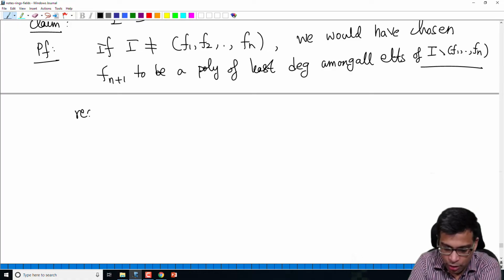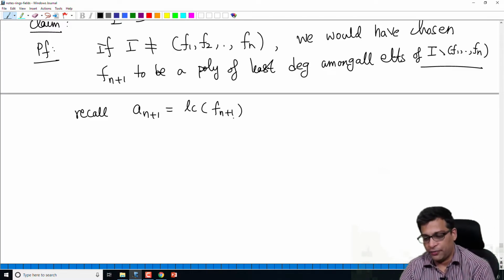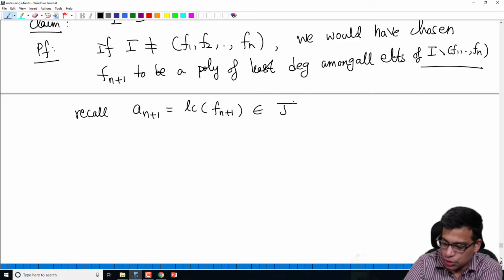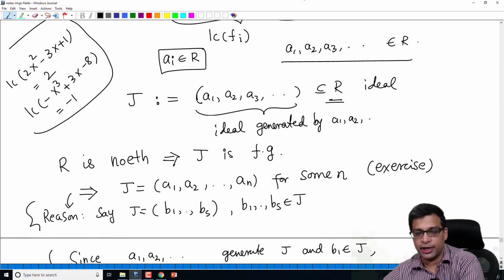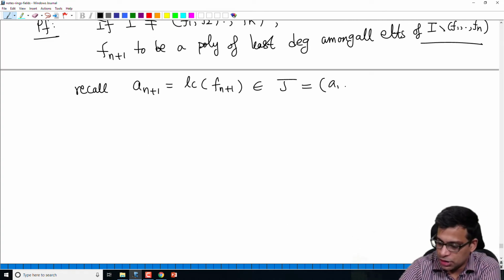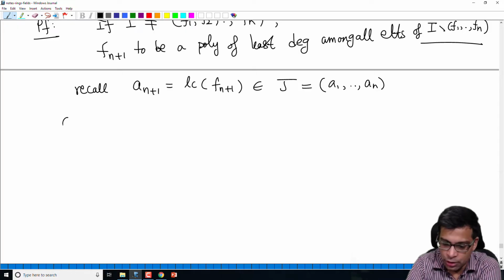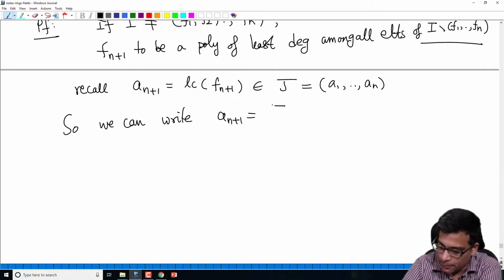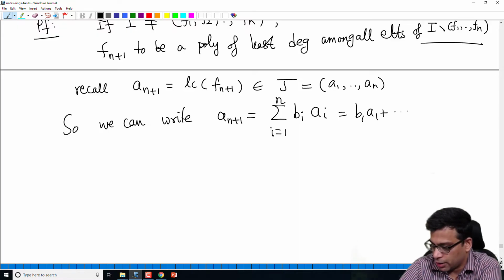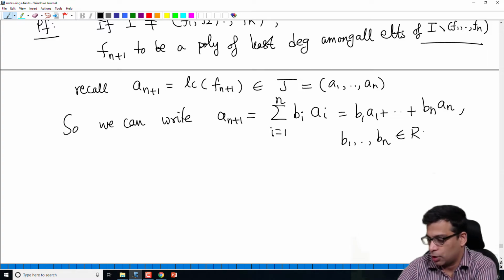But now recall An+1 is the LC of Fn+1, because I have defined Ai to be LC of Fi for every i. But this belongs to J. Remember, J is the ideal generated by all the leading coefficients. So An+1 belongs to J, but I have just argued using the Noetherianness of R that A1 through An generate J. So An+1 is in the ideal generated by A1 through An. So we can write An+1 as the summation of Bi Ai, i equal to 1 to n, where Bi's are some arbitrary elements of R. I don't care what they are. They are just elements of R.